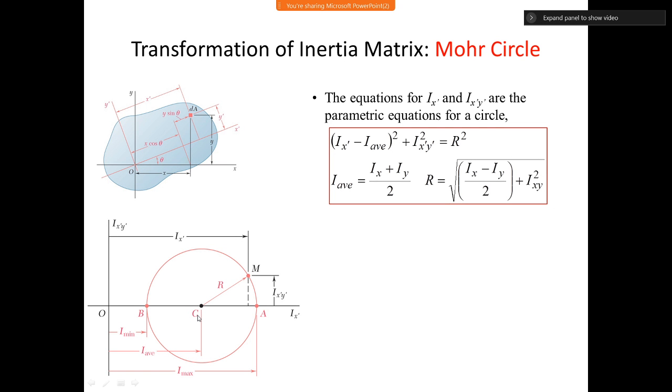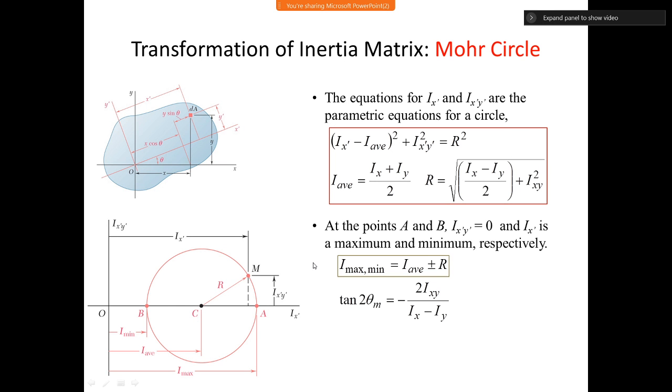And from here we can get the maximum and minimum moment of inertia. So point A corresponds to the position where your Ix' is maximum, right? So we want to find the direction x' for which your Ix is maximum, and this point corresponds to point A, which is your I maximum.